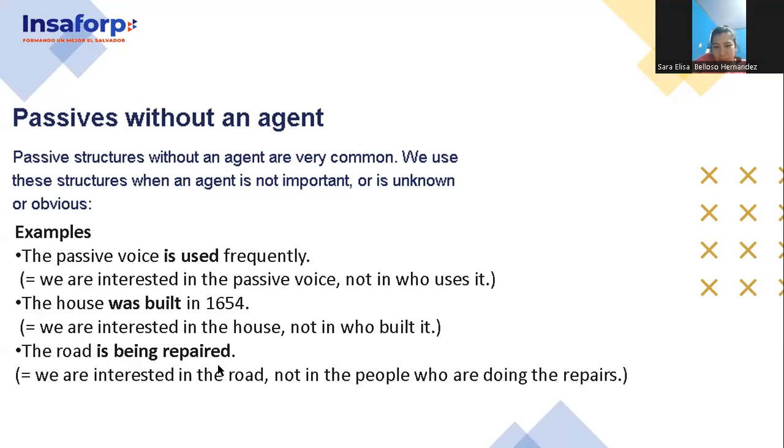Okay, excellent. So if you notice, as we mentioned yesterday, when the agent is not really important or is obvious, it's not necessary to add that agent. So it means that you don't have to add by, right? For example, the passive voice is used frequently. We are interested in the passive voice, not in who uses it. The house was built in 1654. We're interested in the house, not in who built it. The road is being repaired. We're interested in the road, not the people who were repairing that road. Okay, so this is all we have to say about when not to use the agent.